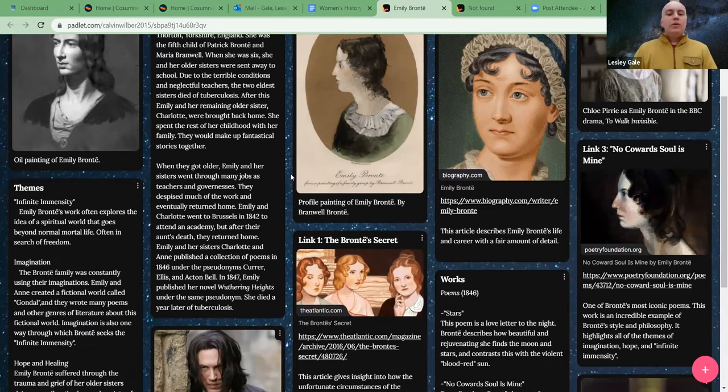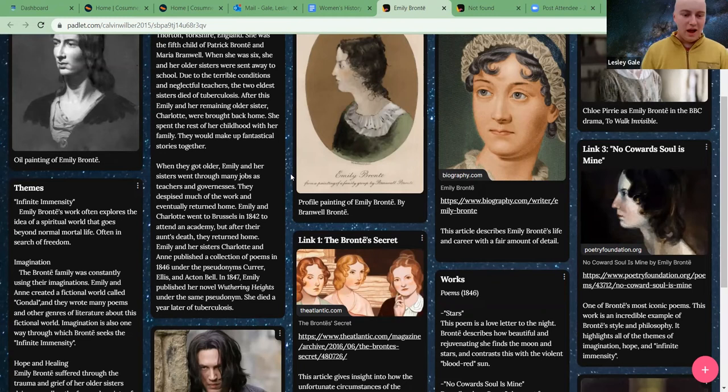When they got older, Emily and her sisters had to get jobs because their family was poorer. According to the articles I was reading, which quoted some of their work, they hated the jobs they had. I think especially Emily Bronte despised children and hated their stupid questions. So that's a lot of fun. Eventually they all returned home and did work around, I think it was a parish. I don't remember. Later Emily and Charlotte went to an academy in Brussels. But after their aunt died, they went back home and I think spent the rest of their lives at home.